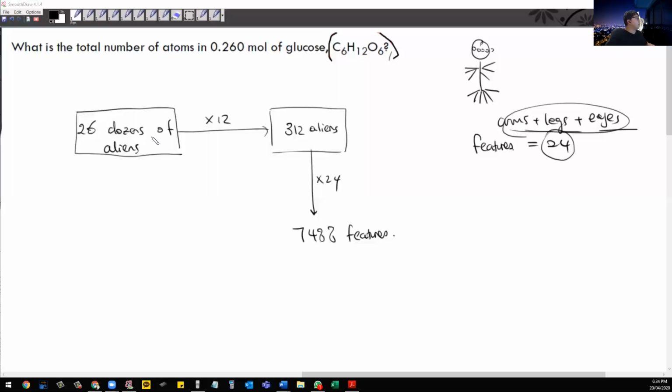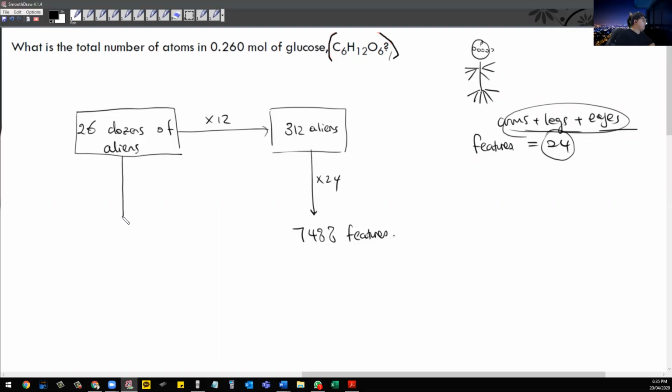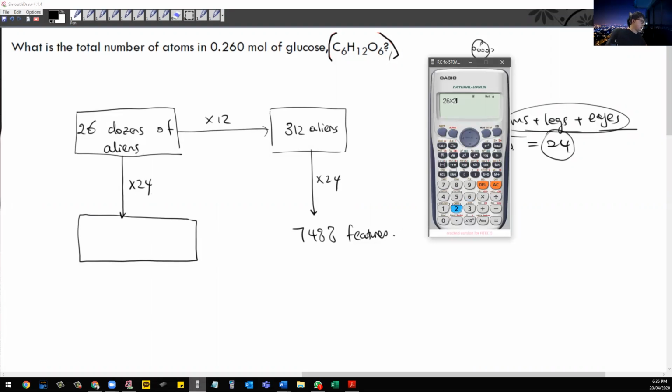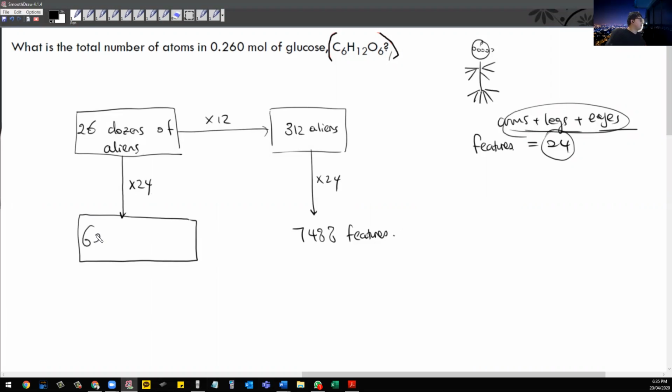Let's get back to this one. So this is one way of doing it. But there's another way of doing it, which is you go this way first, times by 24. Then what are you getting here? So what's 26 times by 24? That's 624, right? Yeah, 624.